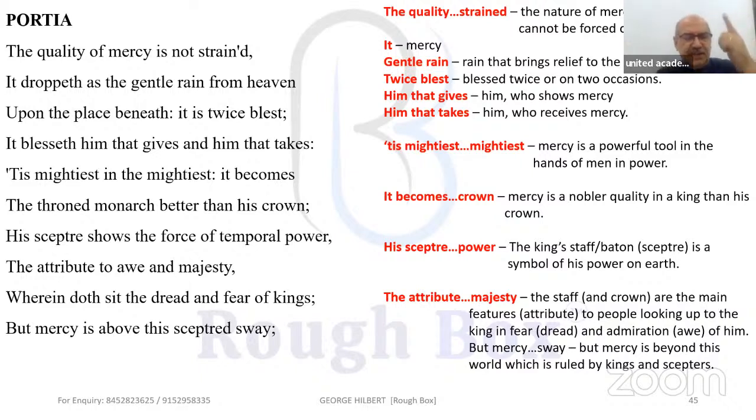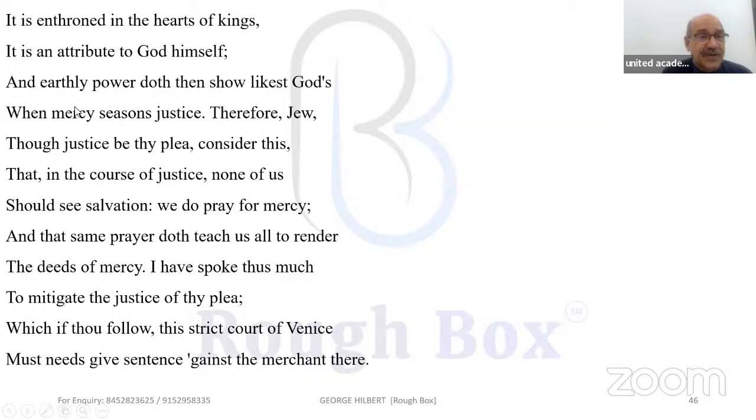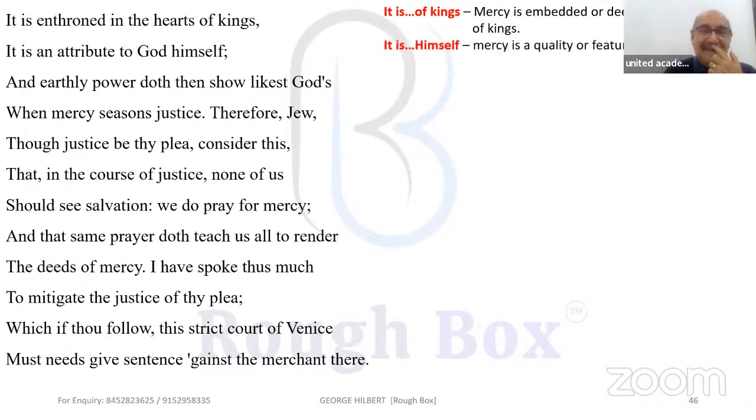The king's symbols of power are his crown and his scepter. You cannot see in his heart. Only when he exhibits or displays mercy, then you can sense it or feel it. Yes, it is enthroned in the hearts of kings. Mercy cannot be seen because it is embedded deep in the hearts of kings. It is an attribute to God himself. Mercy is a quality that belongs to God himself. Exactly. Mercy is a quality of God.